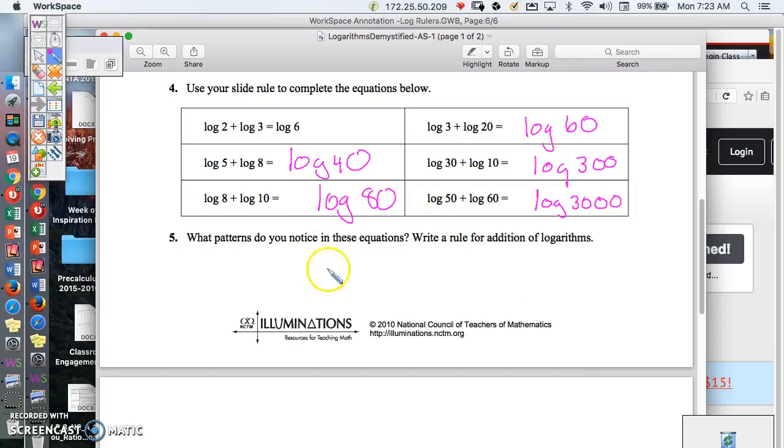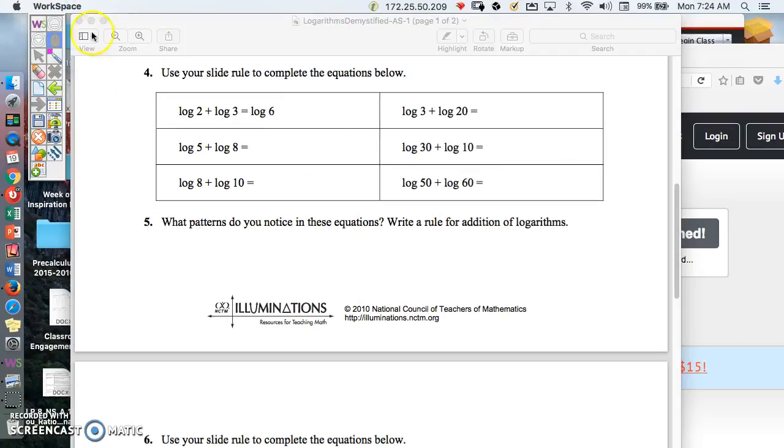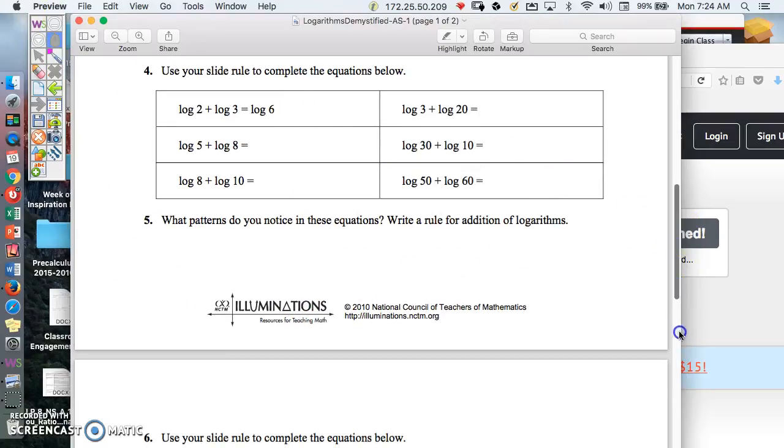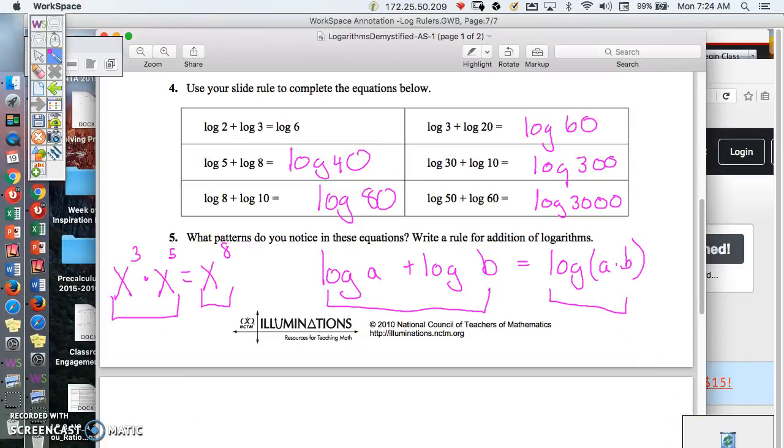All right, so our rule for addition, if you have log A plus log B, that's log A times B. And it's similar, if you remember exponents, how we add these. So if we add logs, it goes to multiplying, whereas if we multiply in exponents, it went to adding. So on this next page, you're going to do something similar, but you are going to use some subtraction.